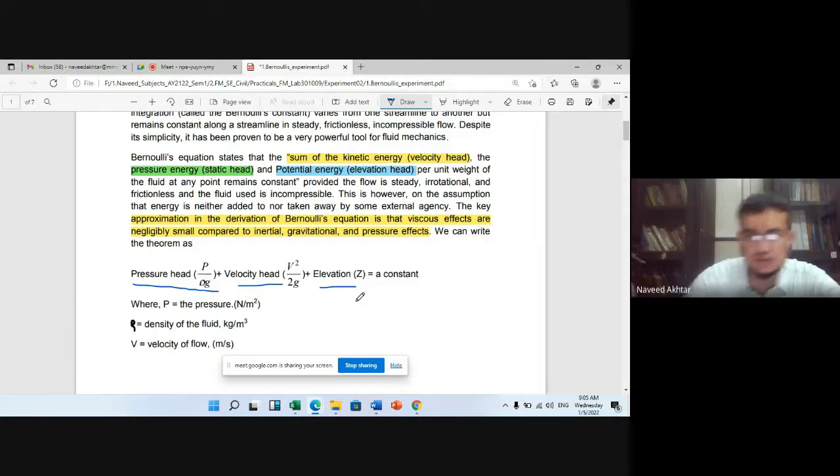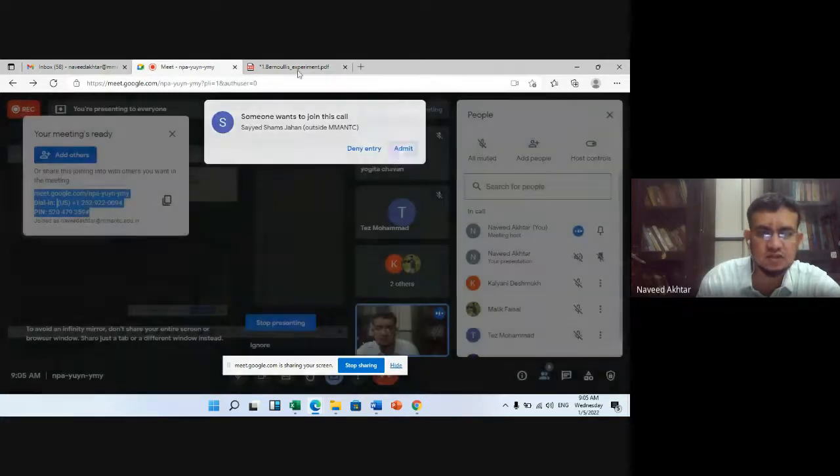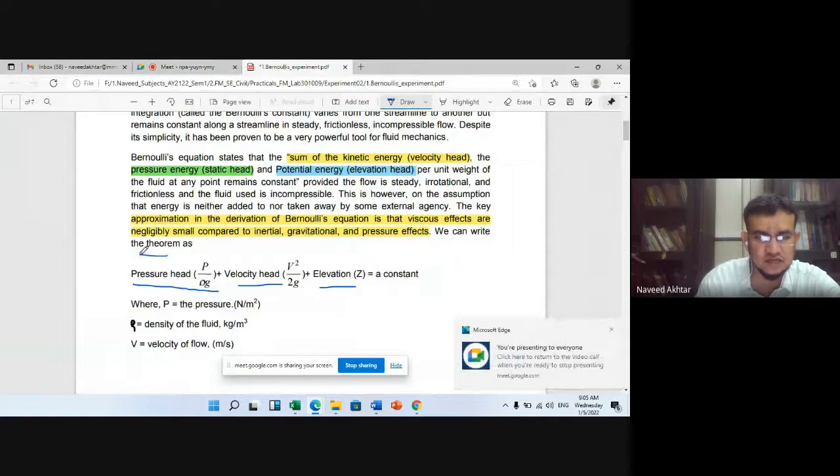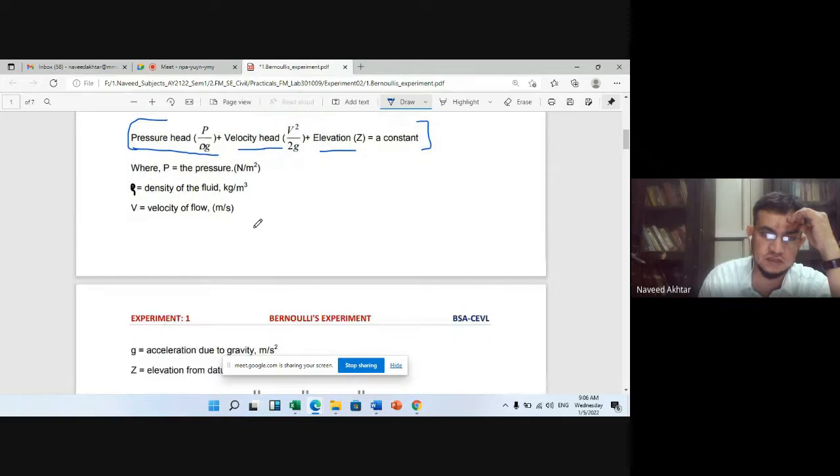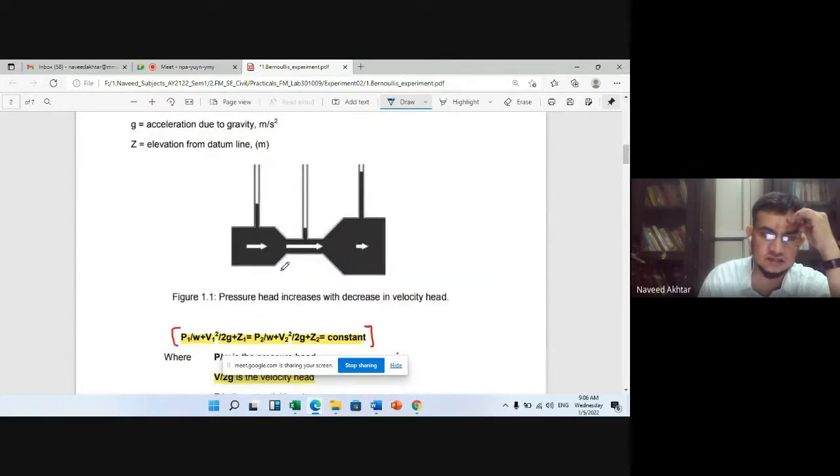This is Bernoulli's equation, and we have to verify this equation at any section. P upon rho g plus V square upon 2g, that is velocity head, plus elevation z, is equal to constant. If you take section 1, section 2, section 3, then z1 plus V1 square upon 2g plus P1 upon rho g is equal to z2 plus V2 square upon 2g plus P2 upon rho g is equal to constant. This is Bernoulli's equation, and we have to verify it by this experiment.